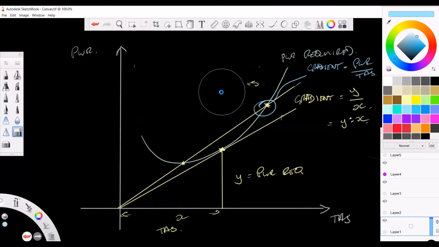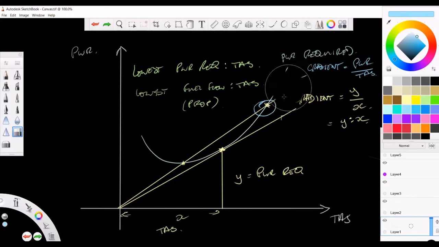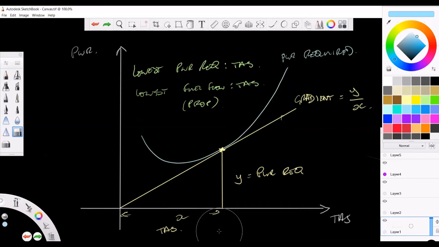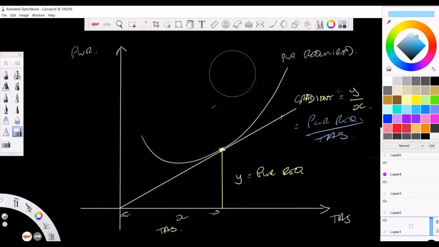Has anyone got any questions about this? Why the tangent is the best ratio of power required to TAS? Because the gradient of this line from the origin is power required divided by TAS, so the ratio of power required to TAS. And this is the lowest possible gradient that touches the curve. That's the point. It's the lowest gradient that touches the curve. Any lower gradient doesn't touch the curve, and we have to be on the curve to fly straight and level, as we said before. So it's the lowest possible power required to TAS ratio that we can fly straight and level. Therefore, it's the lowest fuel flow to TAS ratio we can fly straight and level. There is another interesting consequence to it.